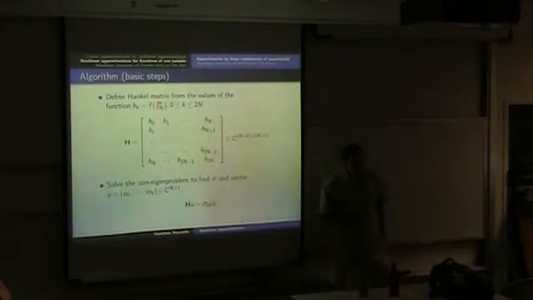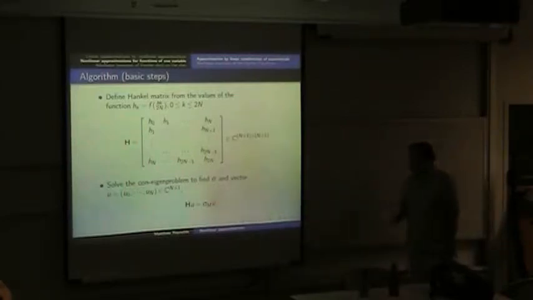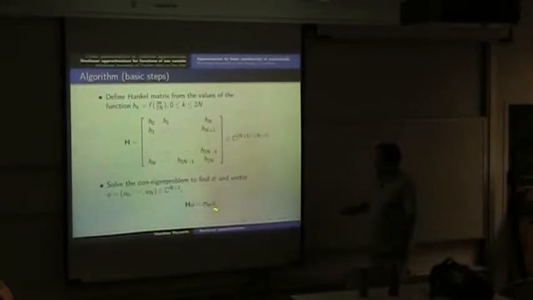A con-eigenvalue problem is similar to a normal eigenvalue problem, except that you have a complex conjugate on the other vector. When we do examples with this, we use the SVD to solve it, and that's where the SVD that I mentioned earlier came in.